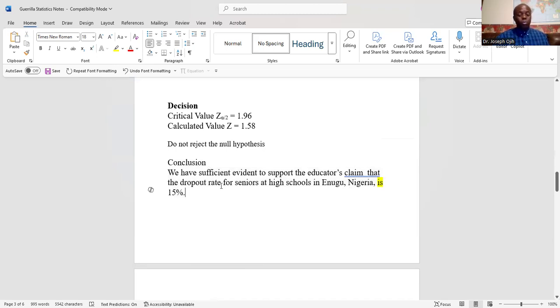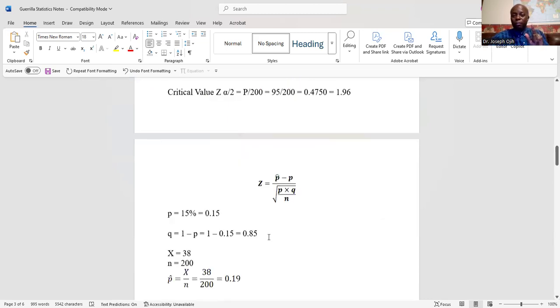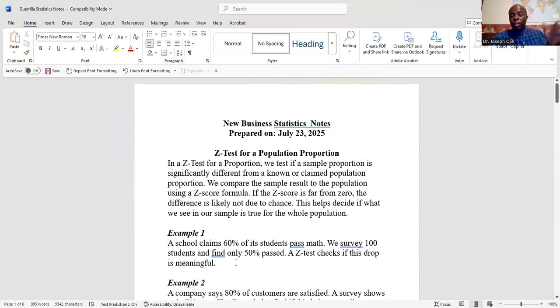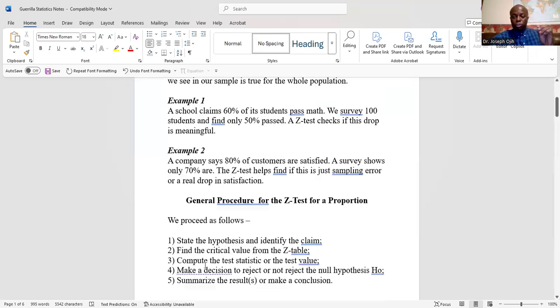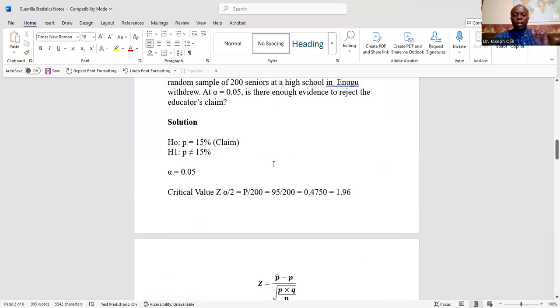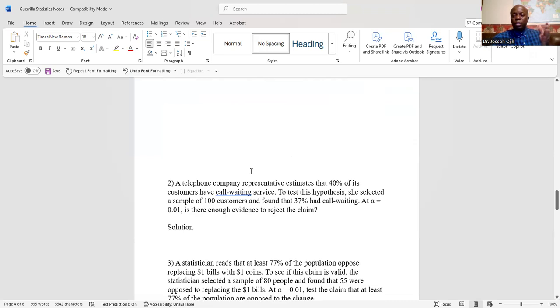That's it. That's how we do it. That's what we do when we test hypothesis for proportion. Remember, this one is for proportion, not for the mean. The one we did before in my other videos is for the mean. This one is specifically for population proportion. And today we focus on case 1 for the two-tailed test. In my next video on this, we focus on case 2, which should be the left-tailed test or right-tailed test.